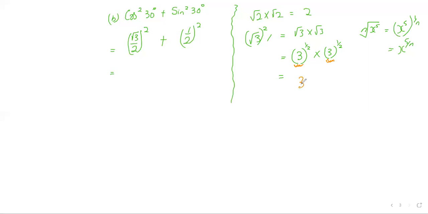So we write one base and we add a half plus a half, which will give you a whole, which is 1. We will have 3 to the power 1, which is 3. So the root of 3 squared is 3. The root of a number squared becomes that number. So this is what you have. So that's going to be 3.